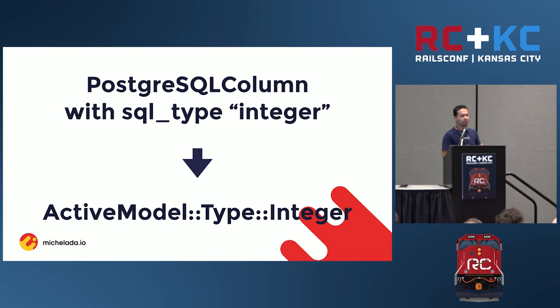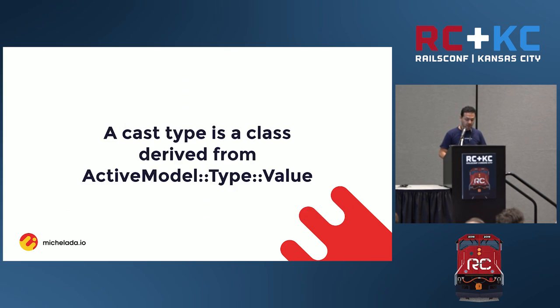Obviously, for integer, this is pretty simple. If we have an integer in the database, probably we're going to have an integer on the Ruby side. But for things like timestamps, this is going to be a different story. We're going to need something that will help us make the cast between the original data type and a Ruby type.